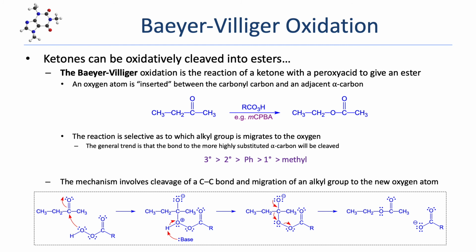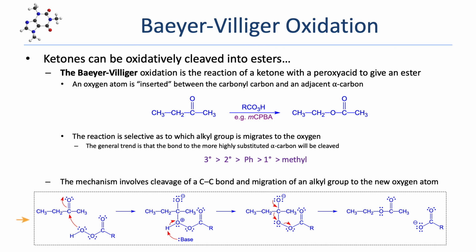Regioselectivity is a concern, and the reaction is selective as to which of the 2 alkyl groups attached to the carbonyl migrates to the newly introduced oxygen. The migration propensities are shown here. As you can see, the general trend is that the bond to the more highly substituted alpha carbon will be cleaved. If we look back at the example above, the primary alpha carbon on the left of the carbonyl is more highly substituted than the methyl alpha carbon on the right side of the carbonyl. Thus, the bond to the ethyl group is cleaved preferentially to the bond to the methyl group.